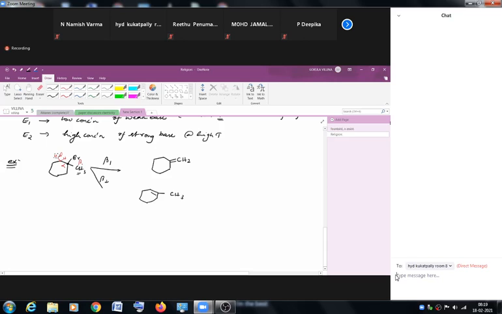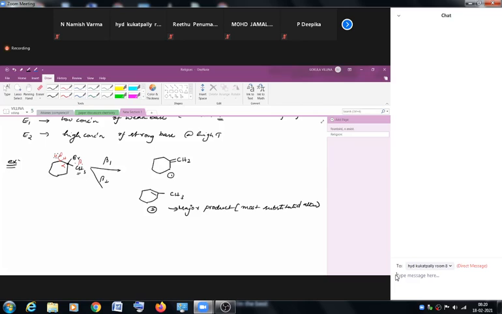So between product 1 and product 2, which can be assumed as the major product according to the Saytzeff rule? Any idea? 1 or 2? Which is more substituted, 1 or 2? Obviously, product number 2 will be the major product, because it is the most substituted alkene. So this is going to be our major product. Without any doubt, this is going to be our major product.